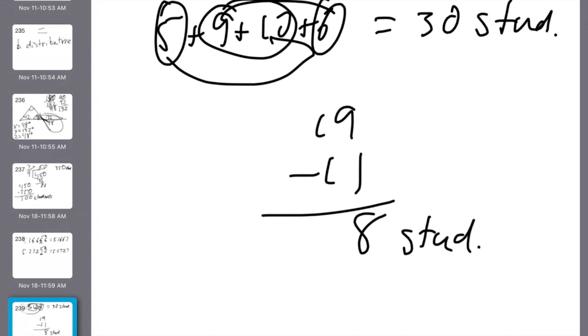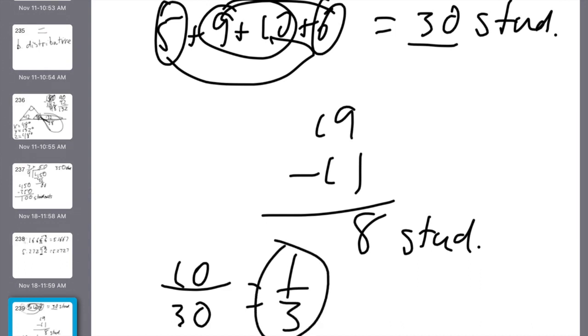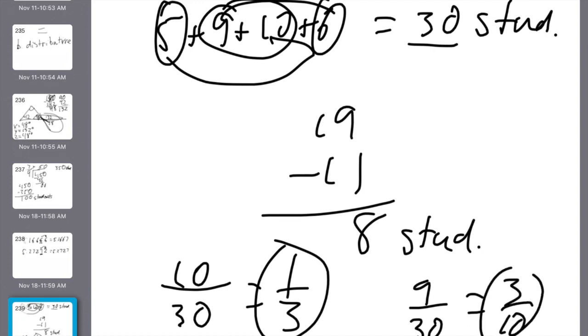What fraction of students prefer comedies? Comedies had the 10 guys, the total is here, which is 30, that reduces to 1/3. Make sure it's reduced. D, what fraction of students in class preferred action? Action was the 9 over the 30, divide by 3 gives me 3/10. So you're working at interpreting the graph and then reducing.